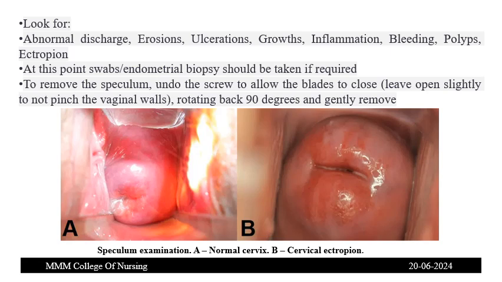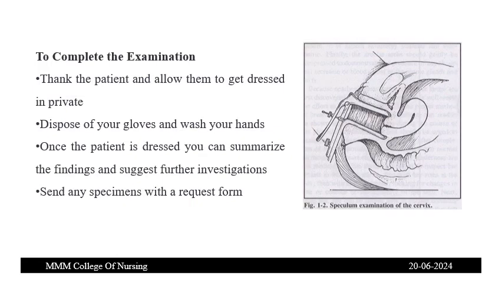That's very important. Remove the speculum, undo the screw to allow the blades to close, leave open slightly so as not to pinch the vaginal walls, and rotate back 90 degrees and gently remove. So these are the procedures to remove the speculum after the examination.